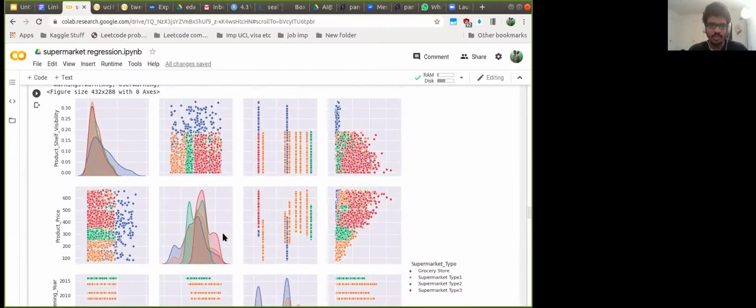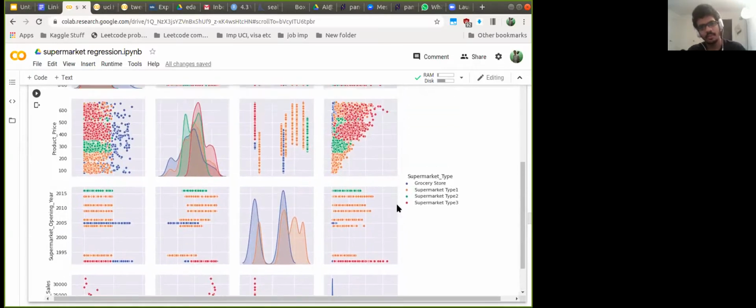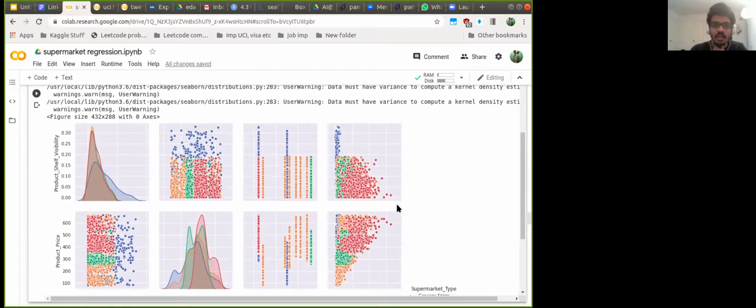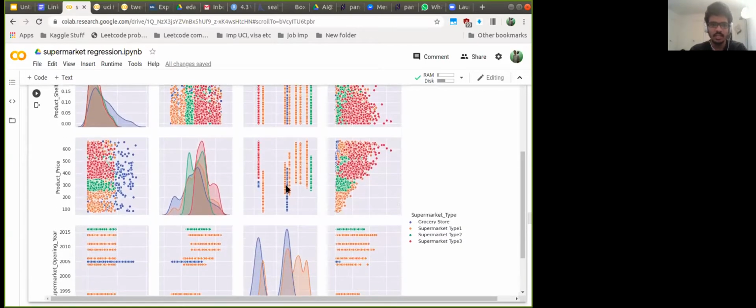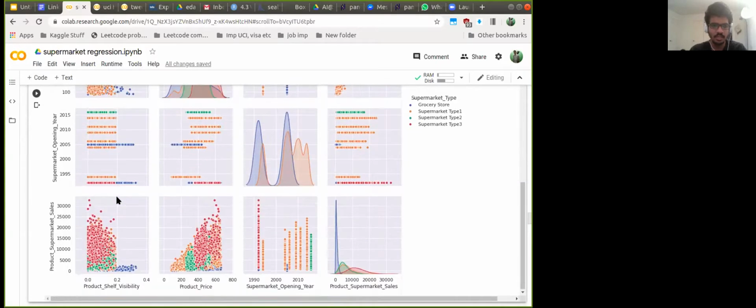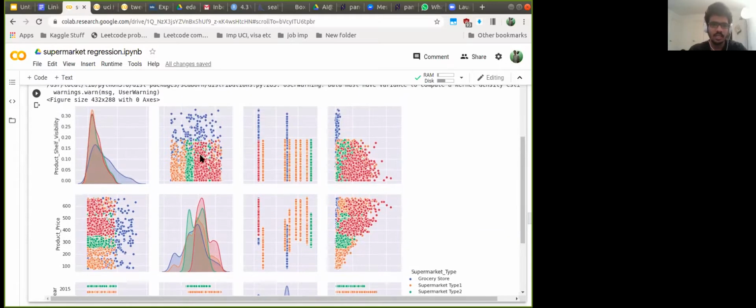Now finally, for the supermarket type. Okay, yeah, we have these. Again, we can see that the types are also separable in this particular graph: product price versus product shelf visibility. In fact, here they are actually quite separable. They at least appear to be.